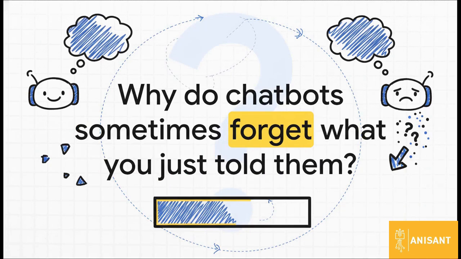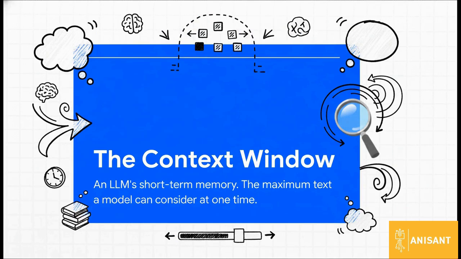You know the feeling, right? We've all been there. You're having a great back and forth with a chatbot, you give it a key piece of info, and then, a few messages later, poof, it's gone. The AI has absolutely no idea what you're talking about. This isn't just a small glitch, it's a massive technical hurdle, and it all comes down to something called the context window.